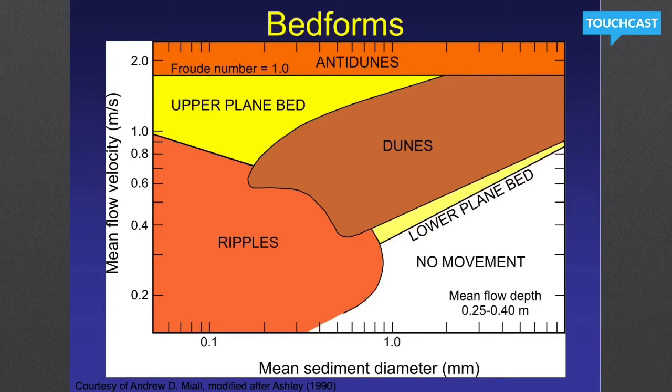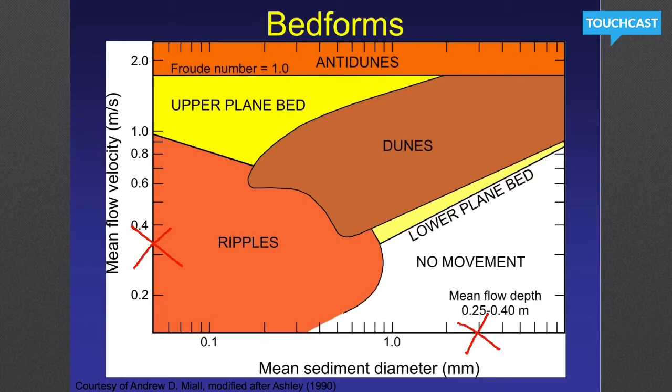Now I'm going to talk about lower plane bed. Lower flow bed forms are created when the flow velocity is low and when the grain size is large, as these conditions will both create a low energy sediment transportation system. The main groups of lower flow are lower plane bed, ripples, and dunes.